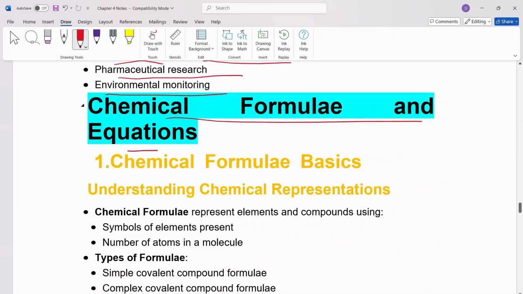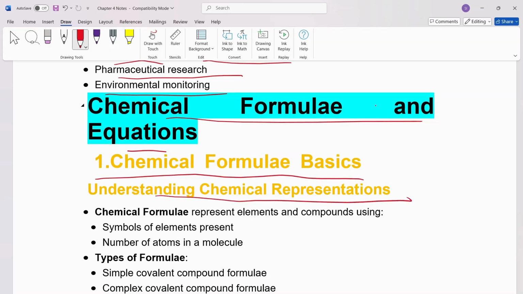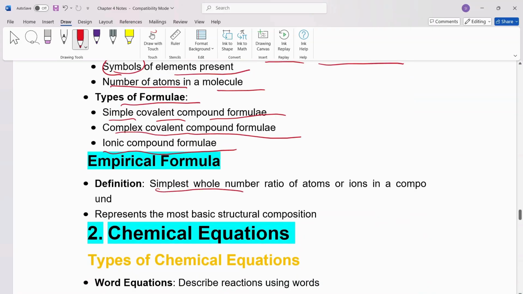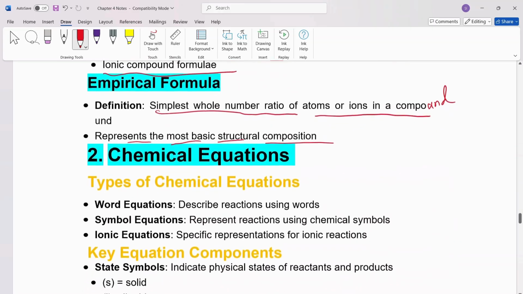Chemical formula and equations. So number 1, chemical formula basics. You should understand some chemical representation. Chemical formulas represent elements and compounds using the symbols of elements and the number of atoms in a molecule. Types of formula: simple covalent compound formula, complex covalent compound formula, or ionic compound formula. Empirical formula is the simplest whole number ratio of atoms or ions in a compound. Represents the most basic structural composition.